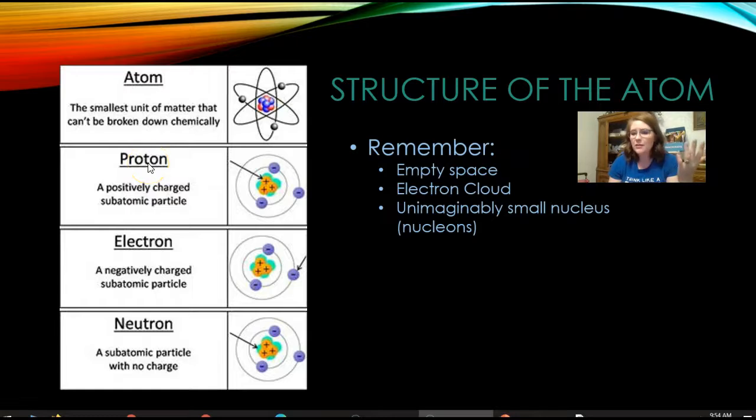So if you discovered a new atom, or you thought you did, and it had 76 protons, you would go to the periodic table, find element 76, and learn it's already been discovered. Okay, electrons.